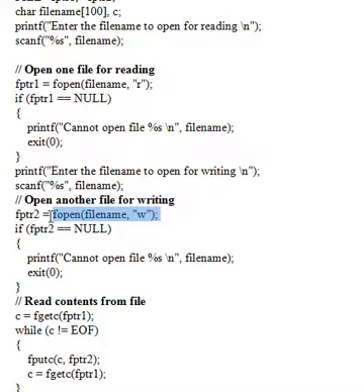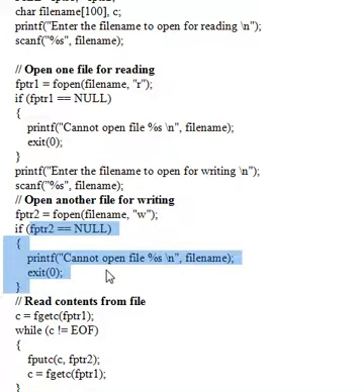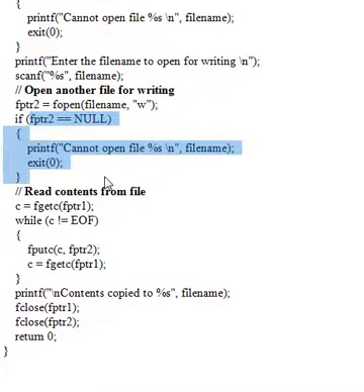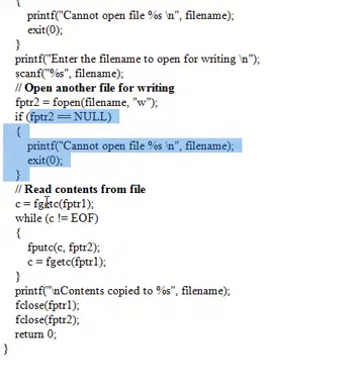That file's starting address will be assigned to fptr2. So in reading mode, we are reading the data from this file. In writing mode, we can write the data to this particular file. If fptr2 is equal to null, again it means the file is not open. If the file is open, fptr2 will not be null.